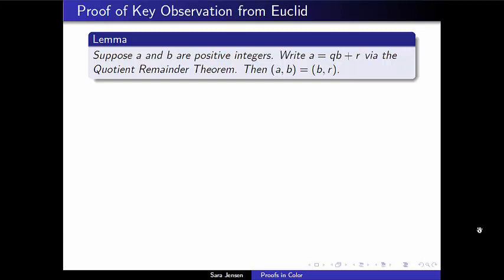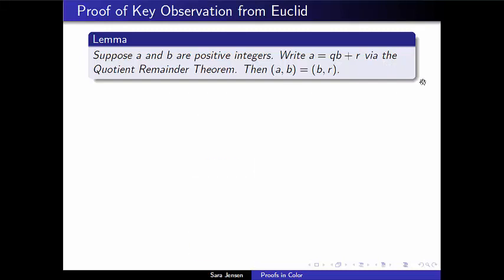We're going to remember that we have two positive integers, a and b. We're going to write a according to the quotient remainder theorem as a multiple of b plus some sort of remainder. And the lemma that we're going to prove is that the GCD of the integers a and b is equal to the GCD of the integers b and r. And this is really important in establishing that when we're using the Euclidean algorithm moving from one stage to the next stage, we're preserving the GCD when we move from stage to stage. So that's the lemma that we're going to be proving.